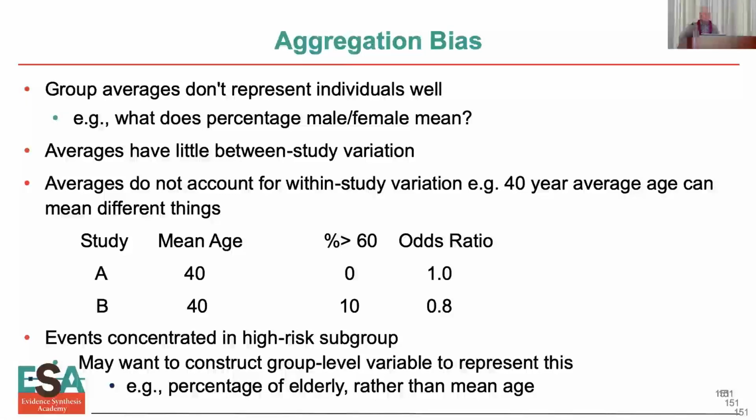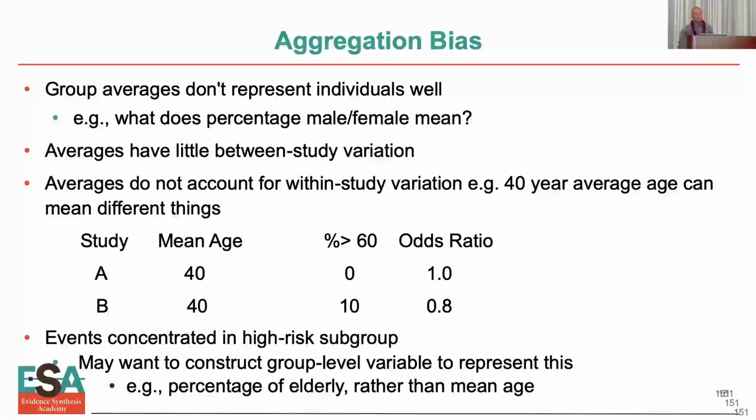The other problem is that, as I said, averages have little between study variation. So, for example, let's say you had two studies, both of which the people averaged out to be 40 years old. But one study had an odds ratio of 1, and the other study had an odds ratio of 0.8. So if you did a very simplistic regression here, you would say that the difference in the odds ratios is not related to the age, right?